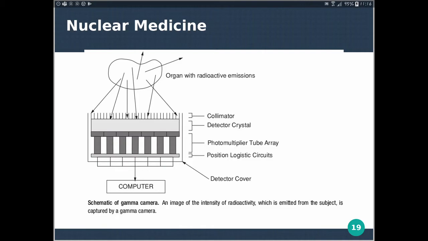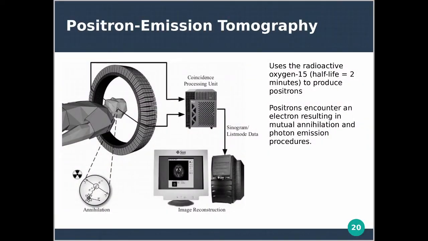Since the signal comes from the radioactive particles that are inside your body now, it will be detected by your detector, passing through the collimator, detector crystals, and then a photomultiplier tube array, and then it will go to the logic circuits, and then it will be analyzed by the computer. So this is a gamma camera, which will create an image of the intensity of the radioactivity emitted from your organ. Basically, this is another view of that, an example of nuclear medicine.